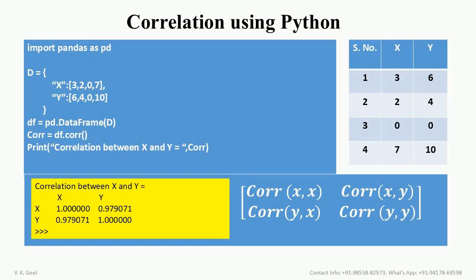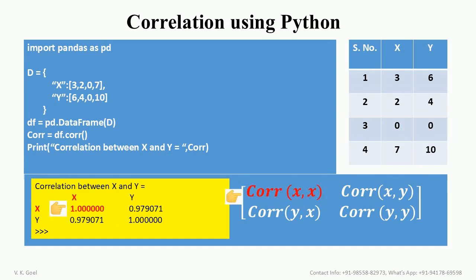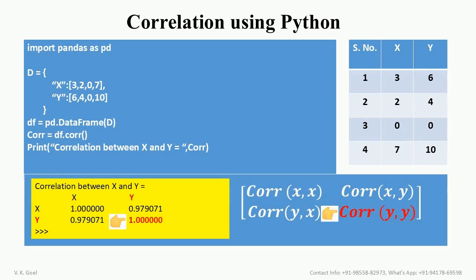A Python code using data frames is given here to calculate the correlation between x and y. The correlation output is presented as a 2 by 2 correlation matrix. The top left value in the matrix is correlation of x with x itself. Hence, a maximum value of 1 is obtained. Same way, in the bottom right cell, the correlation of y with itself is obtained. And so 1 is given here.